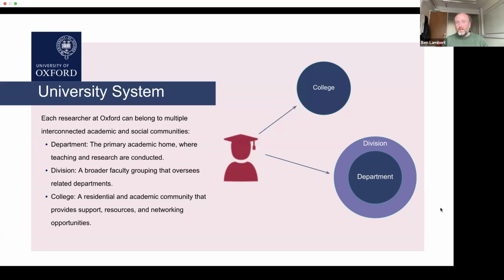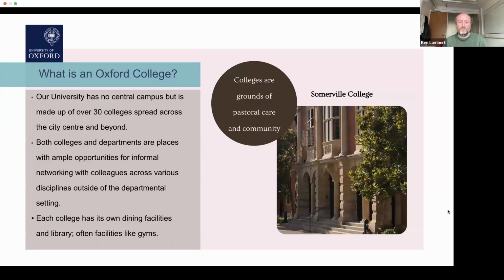There is also a college to which you all belong. A college is a much broader type of academic environment where you have fellows from a range of different academic disciplines, but it gives you another opportunity to develop social and research links with people outside of your departmental setting. Oxford has more than 30 colleges, and it has no central campus because of that, effectively. And as I said before, colleges provide you with an environment with which to mix with academics outside of your departmental bounds. And each college has its own dining facilities and, for example, a library.